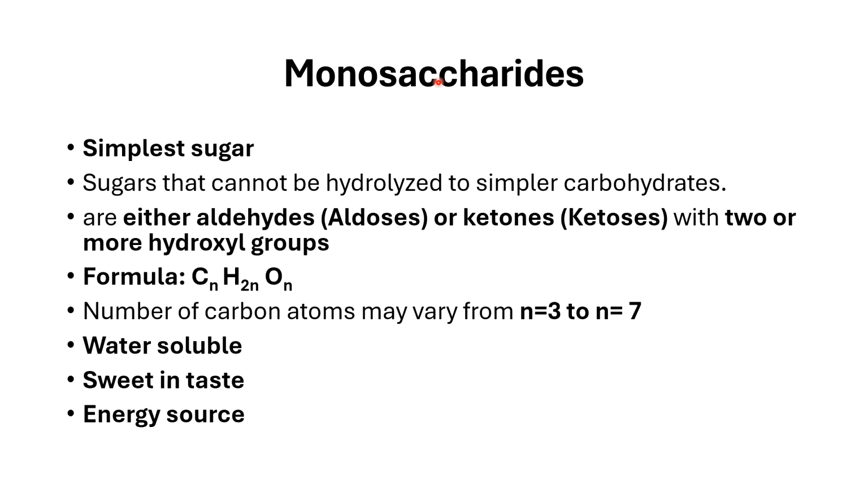Let's see in detail monosaccharide. Now monosaccharides are simplest sugars. We already discussed they cannot be hydrolyzed to any simpler carbohydrates. Now they are represented by the formula CnH2nOn. Here n ranges from 3 to 7. Typically these monosaccharides are soluble in water, sweet to taste and generally they act as a source of energy in the cell.